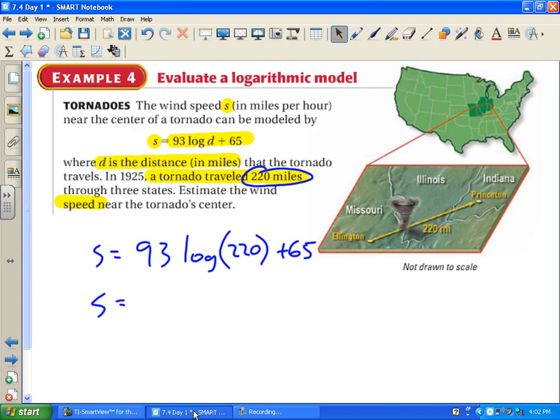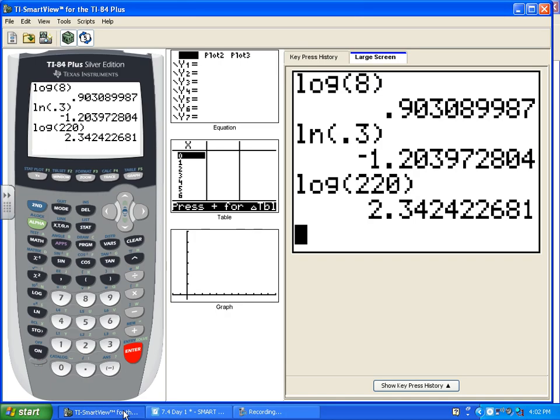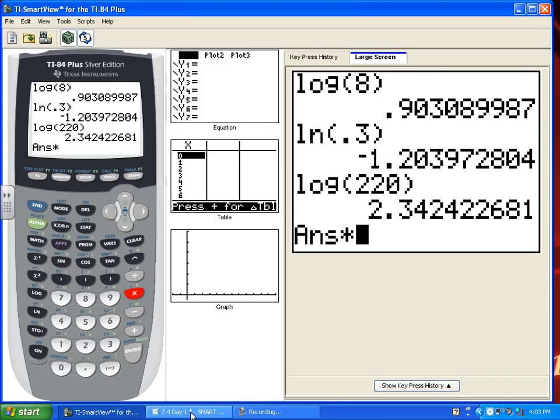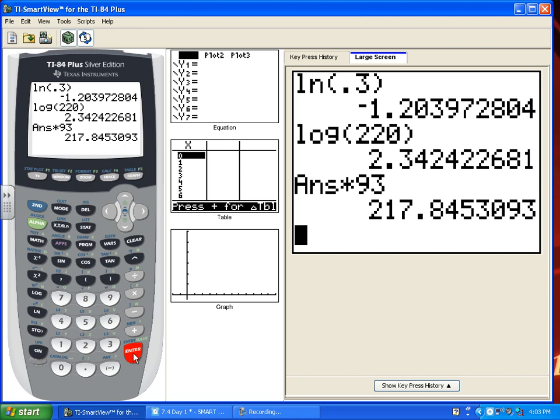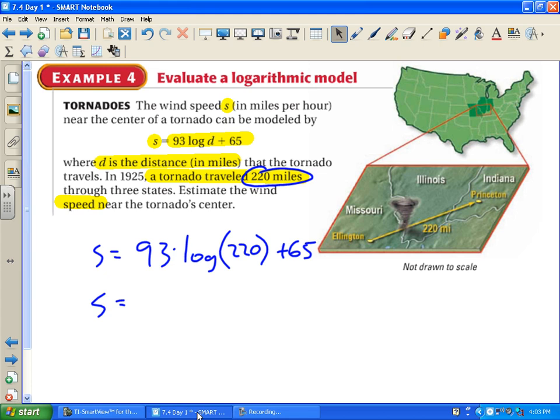The next thing it asks me to do is multiply it by 93. 93 times the log of D. In your calculator, if you just hit times after you've done the log, it'll take that log answer, so you don't have to put it in your calculator. Now I'm going to multiply it by 93. Hit enter or execute at that point. That is 93 times the log of 220.